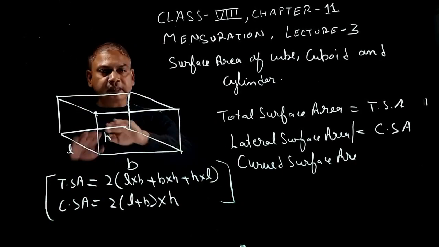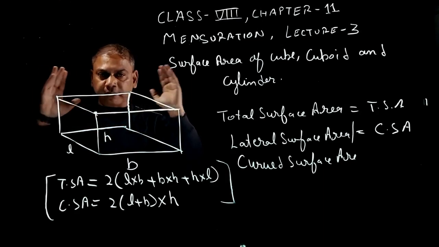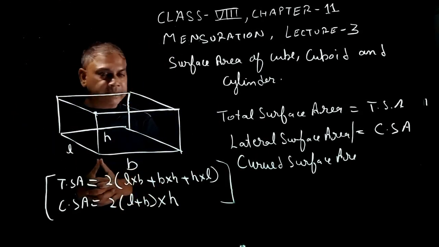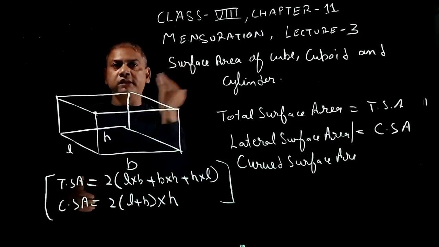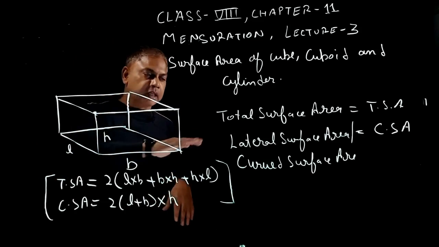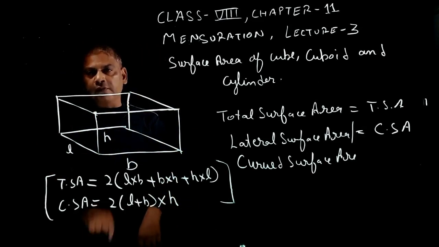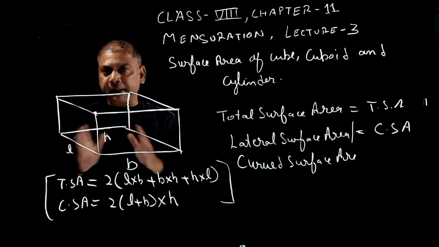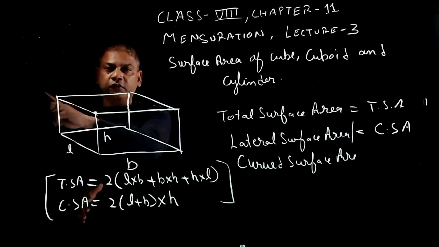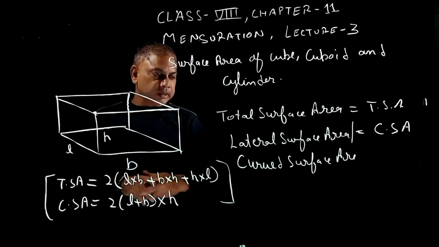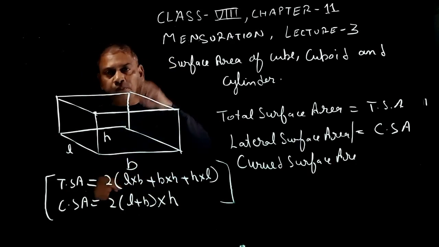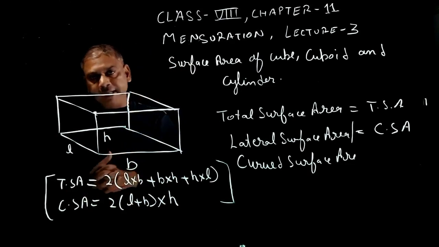Total surface area means area of the complete figure, and curved surface area means only the area of the walls. Total 4 walls, हम टॉप और बॉटम नहीं लेते हैं, ठीक है. लेटरल और कर्व्ड में ऊपर रूफ एंड फ्लोर इज exempted. We don't calculate these top and bottom, we only calculate the area of the 4 walls. Okay, so that is known as lateral surface area. Total surface area में we calculate the area of top, bottom plus all the 4 walls, right? Good.